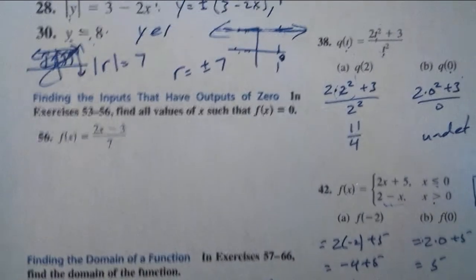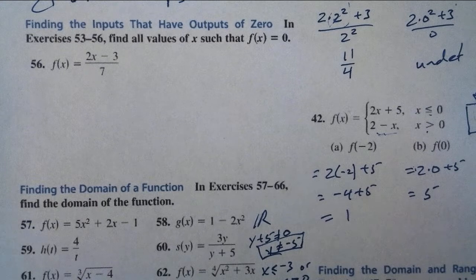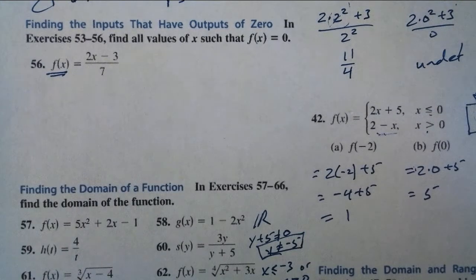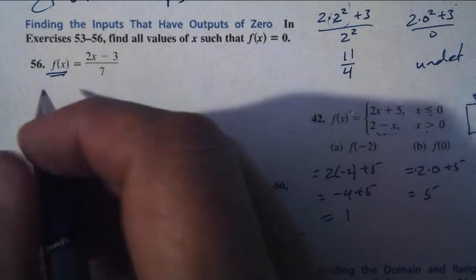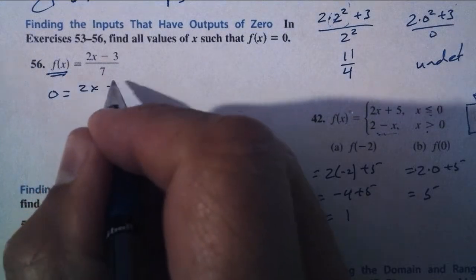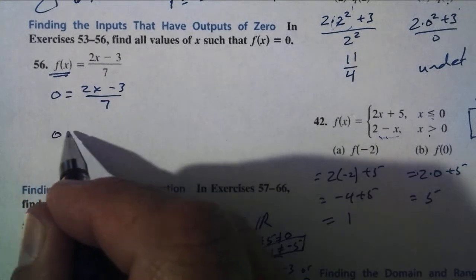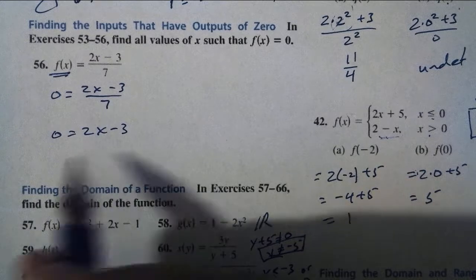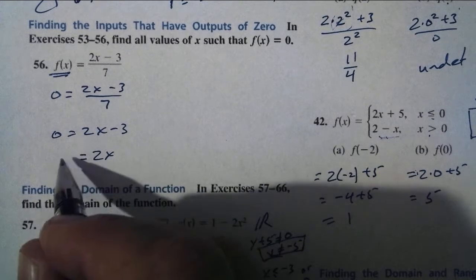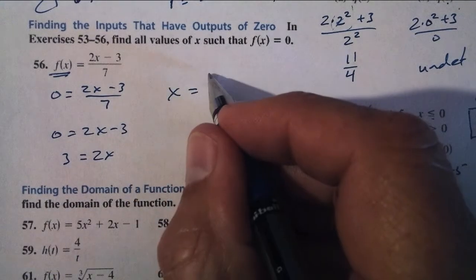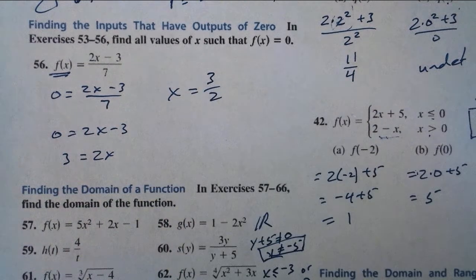Okay, 53 through 56, you are to find all the values such that f of x is 0. I want to know what x value produces a value of 0 there. So f of x is 0, 2x minus 3 over 7. I would multiply both sides by 7. That's still 0 is 2x minus 3. I would add 3 to both sides. 2x equals 3. And I would divide both sides by 2. X equals 3 halves. Oh, not much to that.